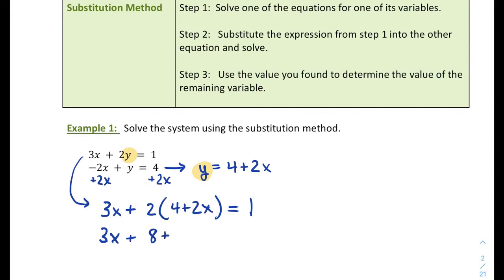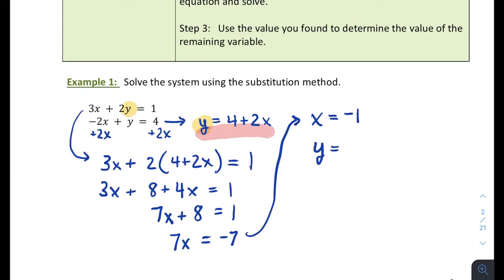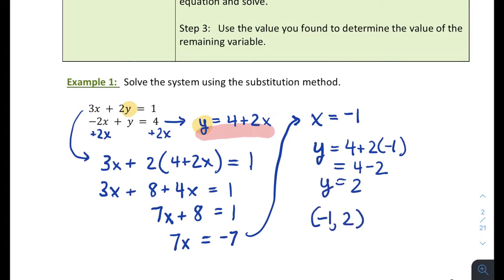So in our case, if we multiply 2 times 4 plus 2x, we get 8x plus 4x, and then I'm going to combine some like terms, subtract 8 from both sides, and divide by 7 to get x equals -1. Now I need my y-coordinate. If I go back to the equation that I already had solved for y, that's the easiest place to do this. I'm going to plug my value that I got in for x to get my y-coordinate. So I'm going to have y equals 4 minus 2, or y equals 2. If I was to graph this, you could see that it's consistent and independent. My two lines would intersect at that point.